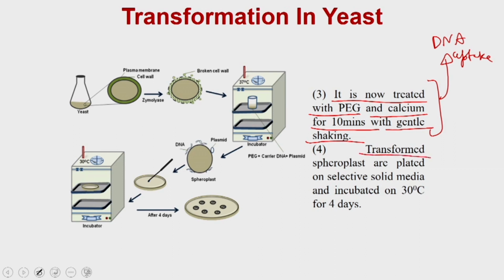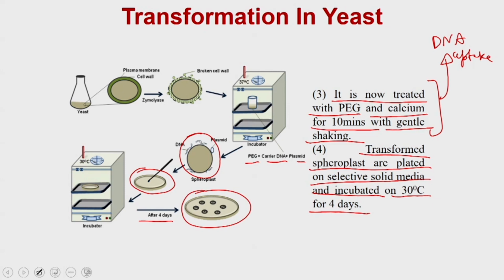Now your spheroplasts are transformed, and you put them onto solid media and incubate at 30 degrees Celsius for 4 days. The spheroplasts have been transformed along with the PEG, carrier DNA and plasmids. Then you plate them onto appropriate plates containing the selection pressures. The spheroplasts will grow on these plates at 30 degrees Celsius, and after 4 days you are going to get the colonies.